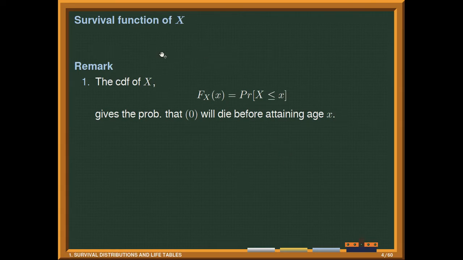So some functions associated with X would be the cumulative distribution function of this random variable X, and we all know that that is defined this way. It's the probability that the random variable X is less than or equal to small x. And we will use this standard notation for the CDF of a random variable capital X evaluated at small x. So this probability gives us the probability that a newborn will die on or before attaining age small x.